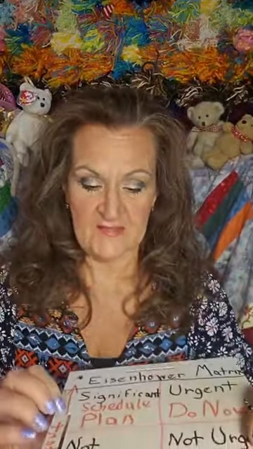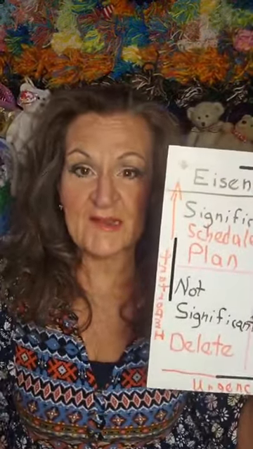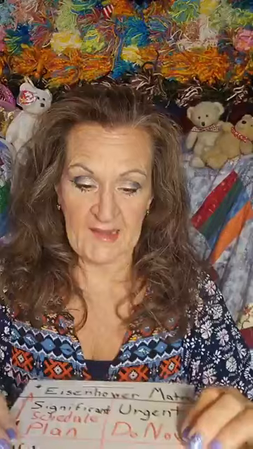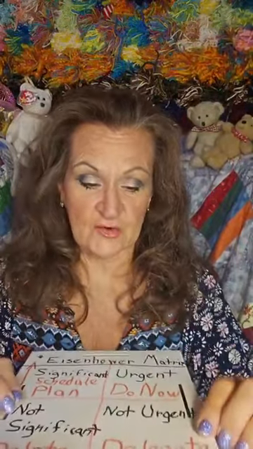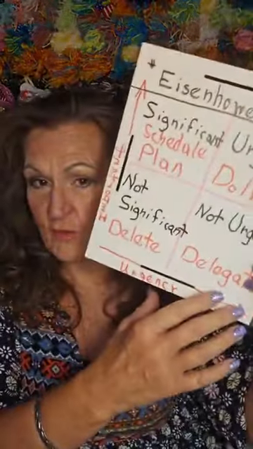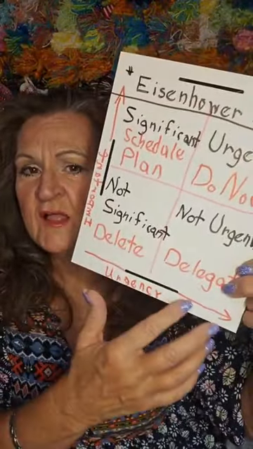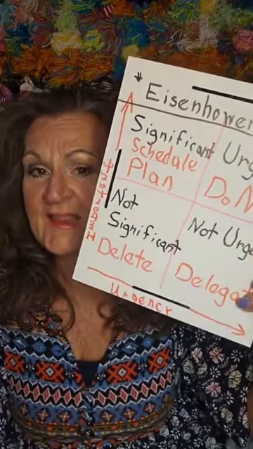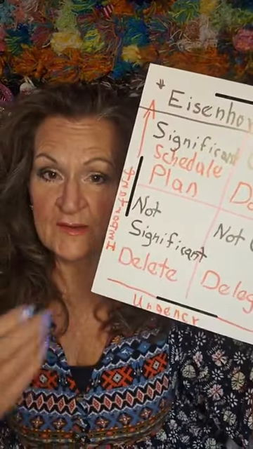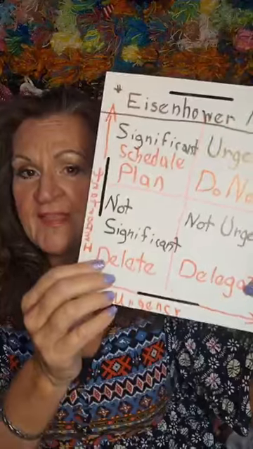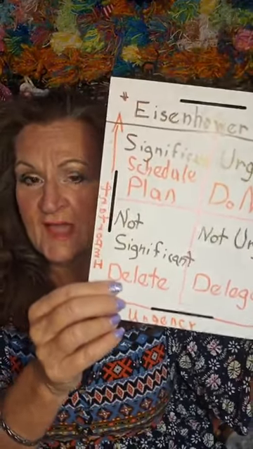If it lands in the significant quadrant, we're going to schedule it and plan it. It's not urgent, but it is important, so we want to do it. If it is not urgent and lands in the bottom half of our quadrant, we are going to delegate that, because it's still important and needs to get done, but we don't necessarily have to do it. And if it's not significant, not important and not urgent, if it's just something that came up on the list, we're probably going to delete that and not do it.